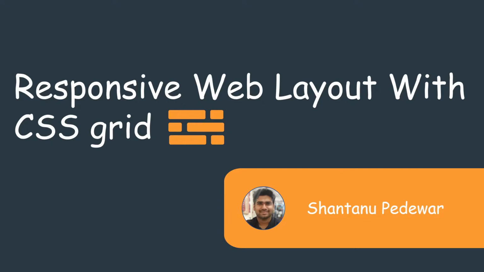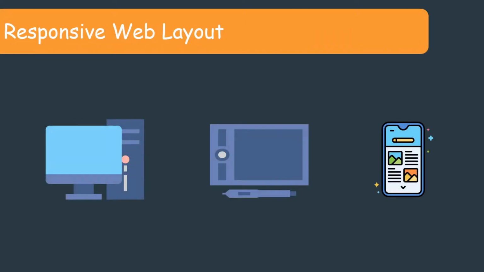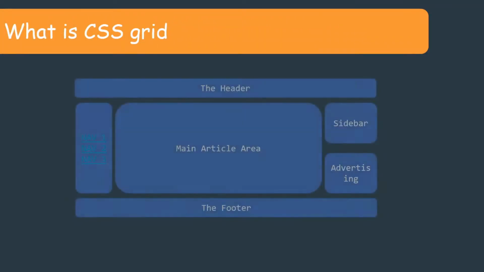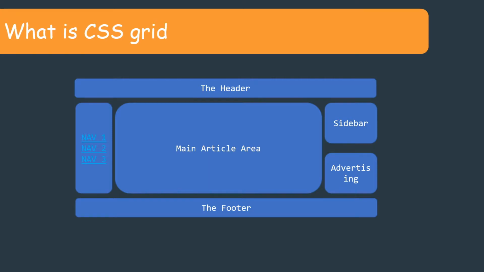Let's begin the session with a question: what is responsive web layout and what is CSS Grid? Responsive web layout is an approach to web design that makes web pages render well on a variety of devices, windows or screen sizes. And what is CSS Grid? CSS Grid is a system for structuring layout using CSS.